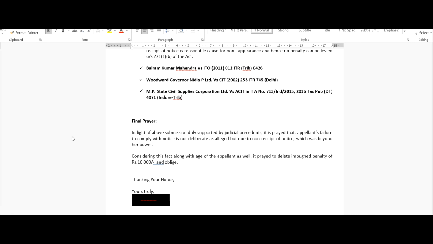Last but not least, always mention the final prayer at the end of the submission. In light of the above submission duly supported by the judicial precedents, it is prayed that the appellant's failure to comply with the notice is not deliberate as alleged, but due to the non-receipt of the notice, which was beyond her power. Considering this fact, along with the age of the appellant as well, it is prayed to delete the impugned penalty of 10,000 and oblige. Thanking your honor, yours truly.